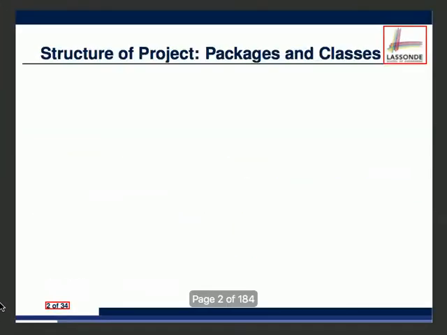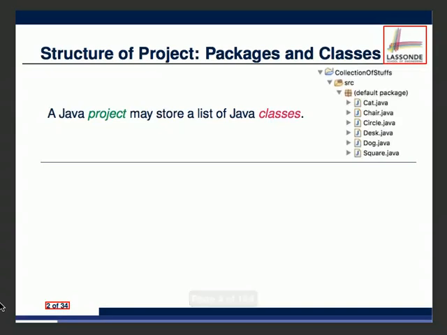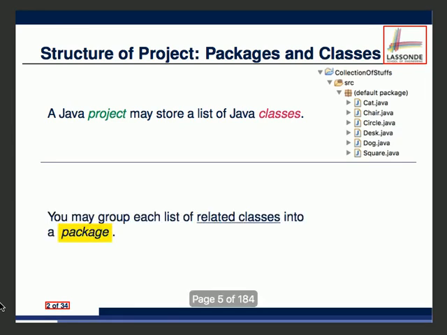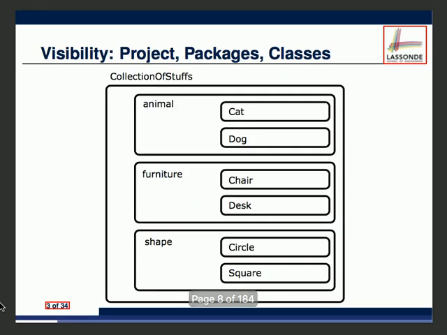Okay, so let's review very quickly. Remember last time, the very first example we did, we got three packages. We got furniture, we got shape, and we have also animal, right? So we're going to continue with this example over here. That's kind of the structure you should really have in your mind.